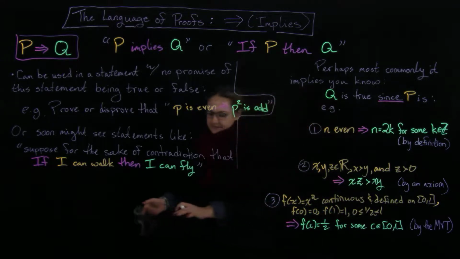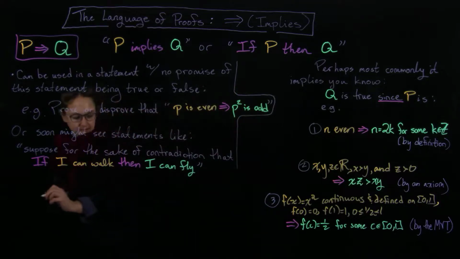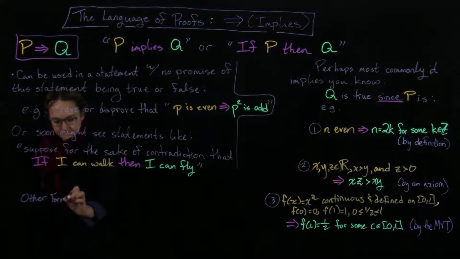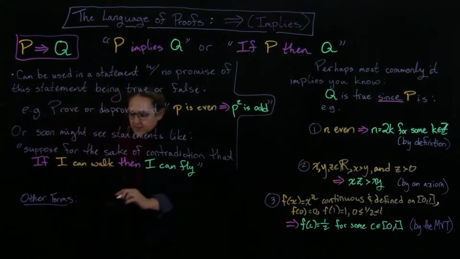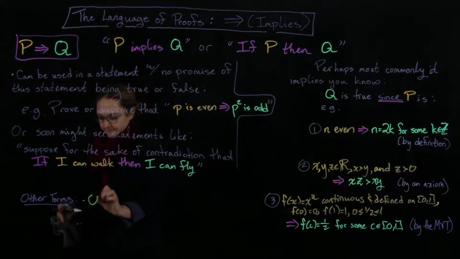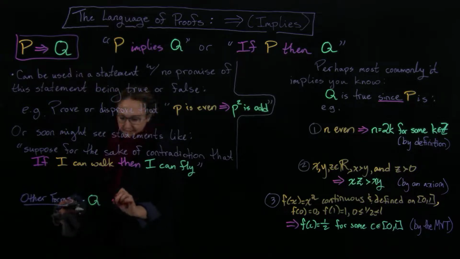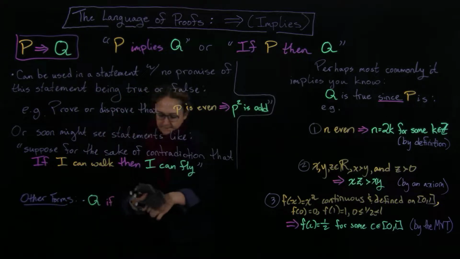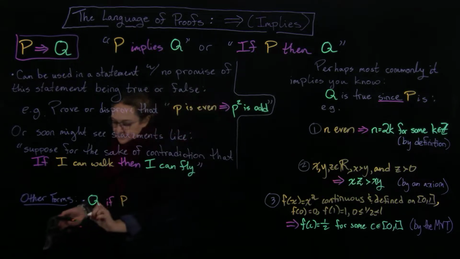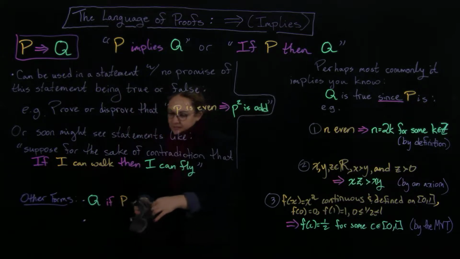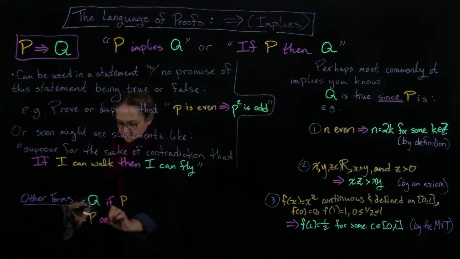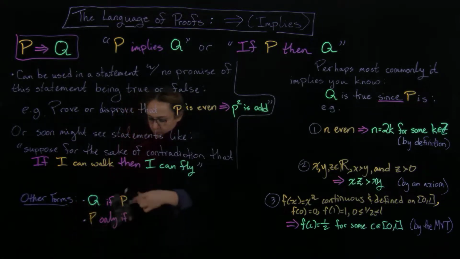But let's look at some other forms. This is the last thing I want to highlight here. So, other forms. One of them would be Q if P. Okay, so that's one other form. There's a lot of different forms. And so P only if Q.